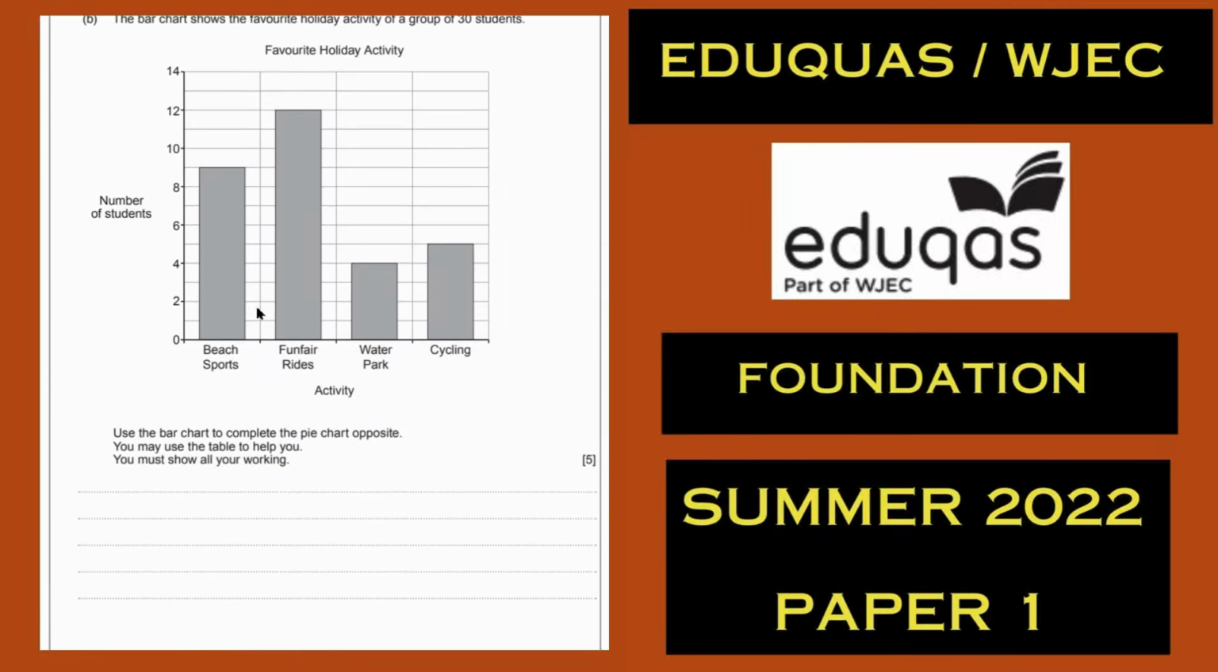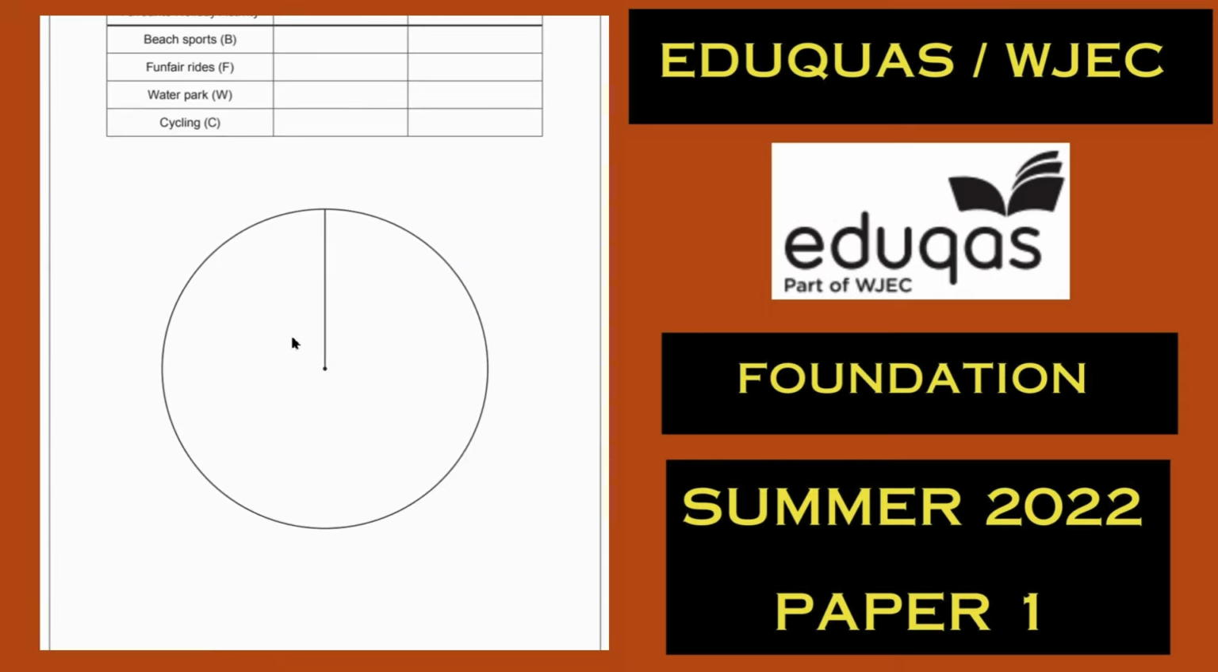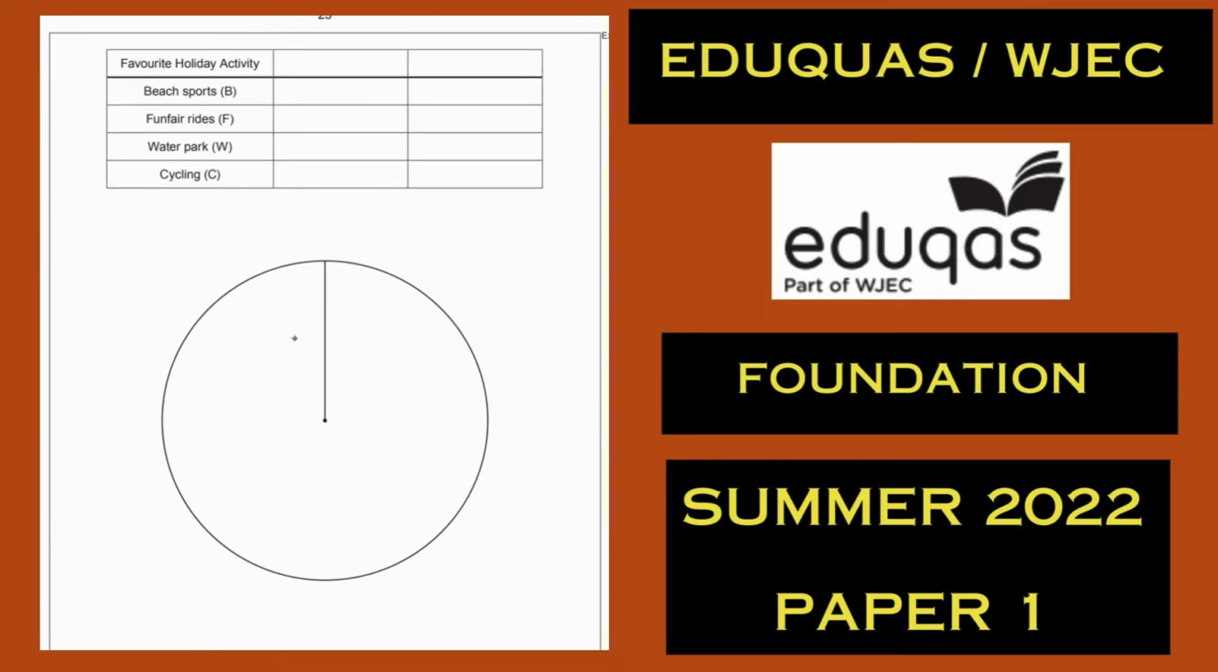Part B. We've got 30 students in total. Let's make a mental note of that. We've got 9 doing this, 12 doing that, 4 doing that, and 5 doing that. Use the bar chart to complete the pie chart. 9, 12, 4 and 5. Keep that in your mind. And we also had the total of 30.